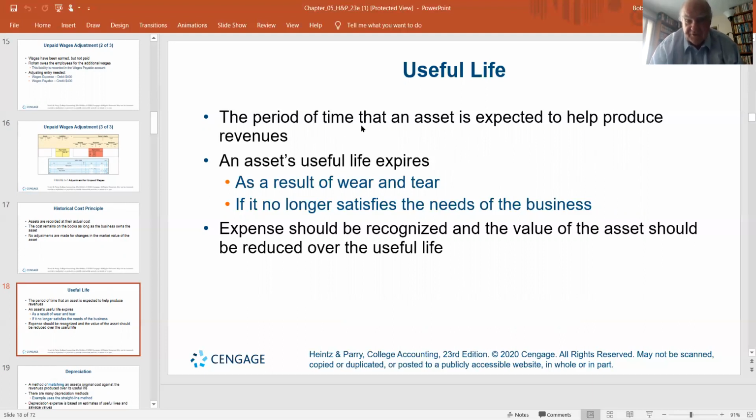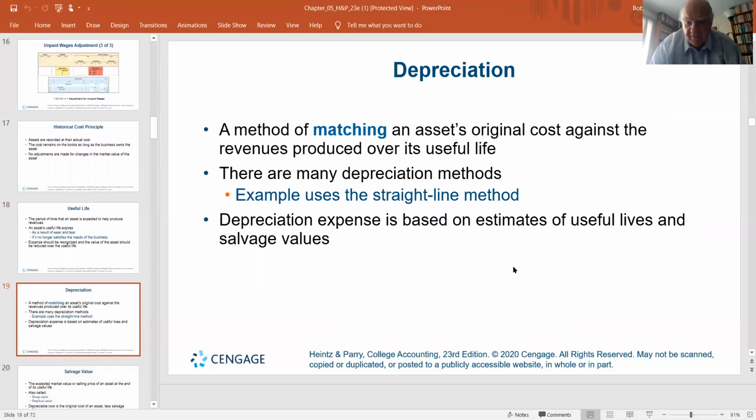So an asset is said to have a useful life. When you purchase a fixed asset, you have to give it what's called a useful life. How long do you think it'll last? And that asset has wear and tear and starts to get outmoded. So we're going to record an expense to reflect that wear and tear on the asset in the form of depreciation expense. And we are using straight line depreciation in our book thus far.